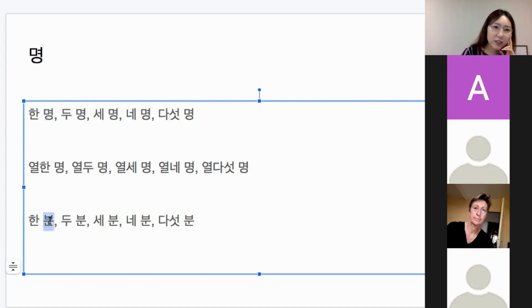Very difficult today, right? But we will just review one time together. So 한 분, 두 분, 세 분, 네 분, 다섯 분. This is the formal way.